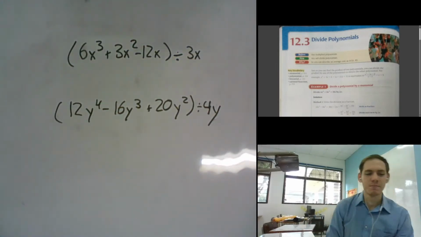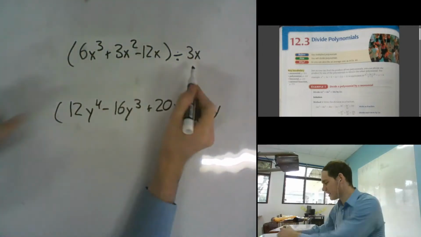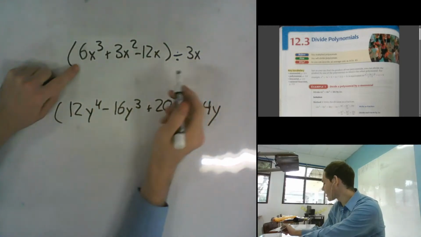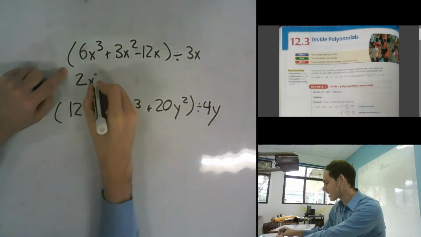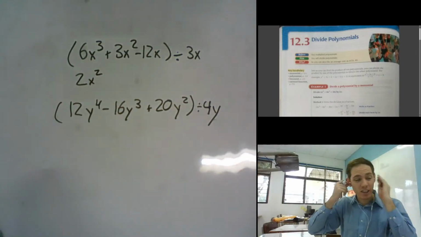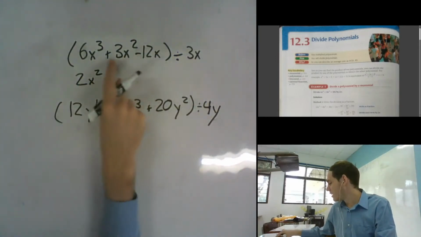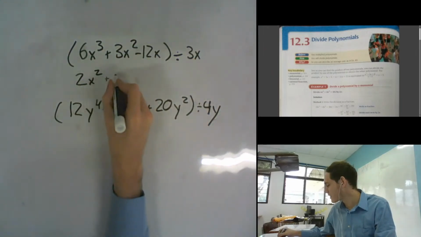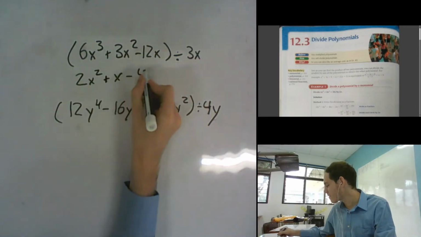Okay. You should have gotten the first one. So the first one, we just divide each term by 3x. So 6x cubed divided by 3x is going to be 2x squared. Sorry, I am going to talk louder because there's rain now. And then 3x squared divided by 3x is going to be plus x. And then negative 12x divided by 3x is going to be negative 4.